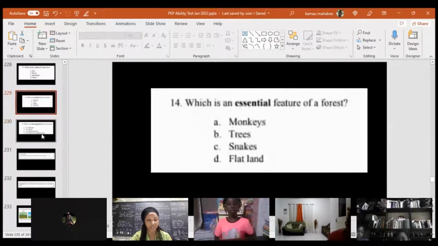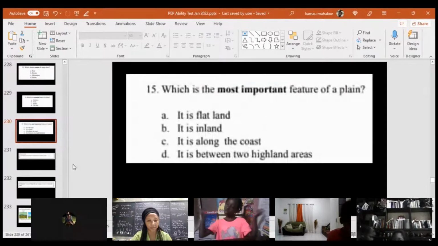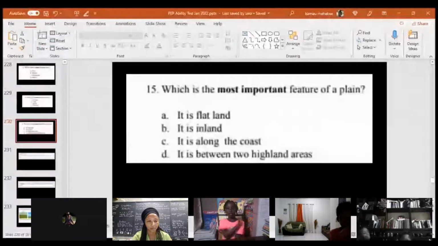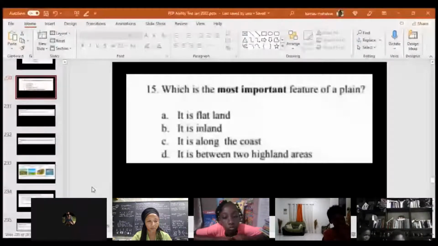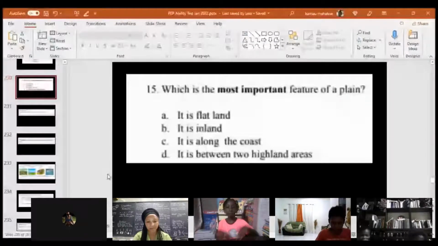John, number 15. Okay, Miss, which is the most important feature of a plain? A. It is flatland. B. It is inland. C. It is along the coast. D. It is between two highland areas.